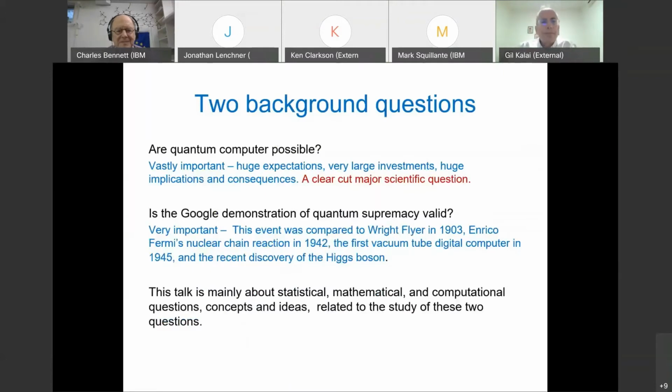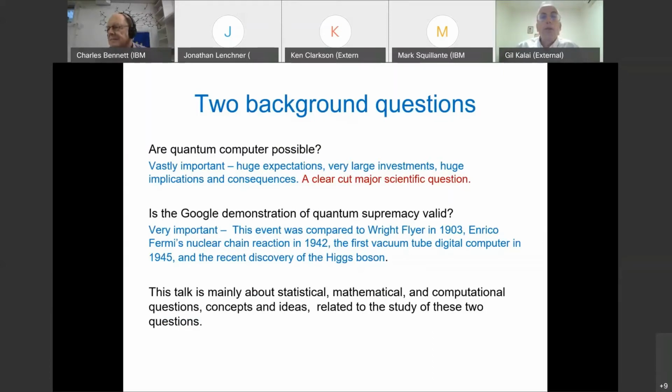So my talk, let me start with two background questions. The first question is, are quantum computers possible? This is a vastly important question. There are huge expectations for quantum computers, very large investment, huge implications and consequences, and it is a clear-cut major scientific question.